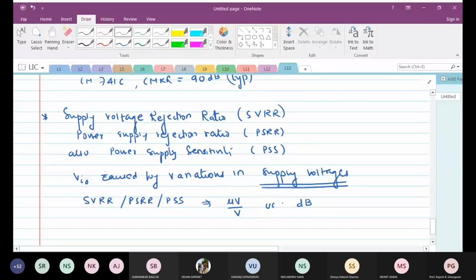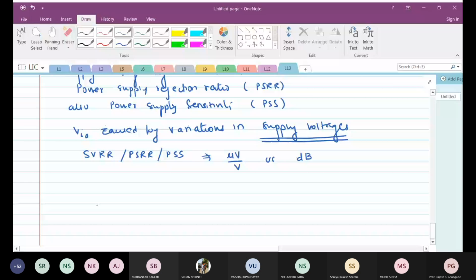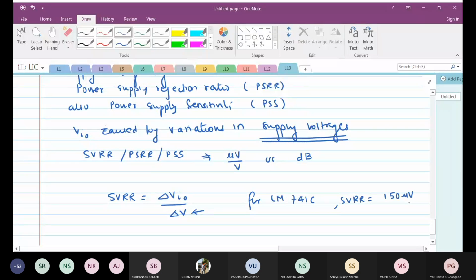Okay. So remember that the power supply also plays a role in changing this, and how strong the operational amplifier's internal design is, so that it will reject the changes in the power supply, is shown by this factor. So SVRR is delta VIO by delta V. What is this delta V? This is the change in the power supply voltage. For LM741C, SVRR happens to be 150 microvolts per volt.